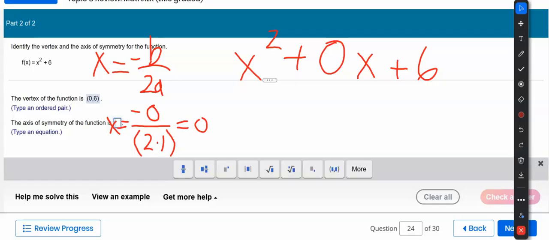Axis of symmetry. Now this time they didn't type x equals, so they're forcing me to type x equals. X equals what? 0. Yep.